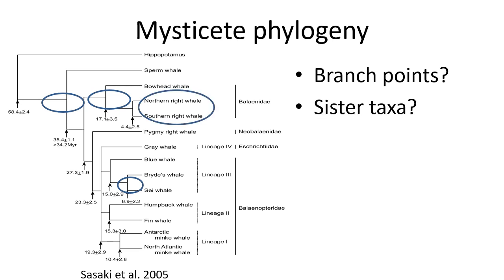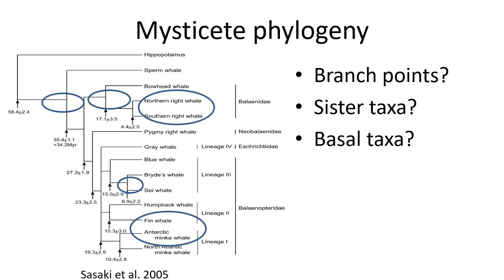Sister taxa, all right? Northern and southern right whale are grouped together, as are the fin whale and the Antarctic minke whale. Actually, no, those are not sister taxa. Even though they're next to each other on the phylogeny, the Arctic minke whale would be a sister taxa to the North Atlantic minke whale.